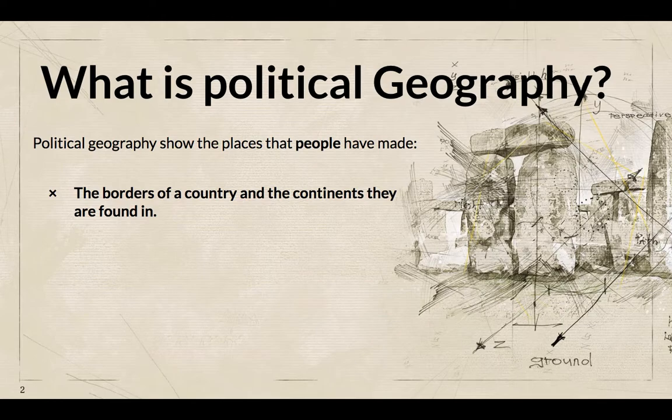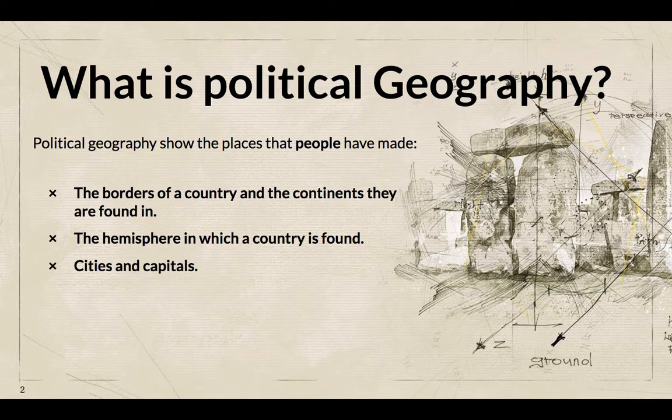That includes the borders around your country and the continents that you might find your country in. That would include the hemisphere that your country is found in. It would include the capitals and cities and states in your country. And it would include the flags and the symbols of your country. And political geography would also include the land size and population of your country. And we'll talk a little bit more about what that means in a moment.